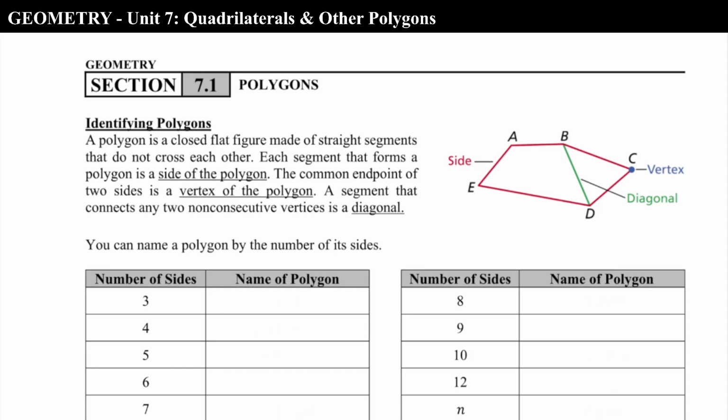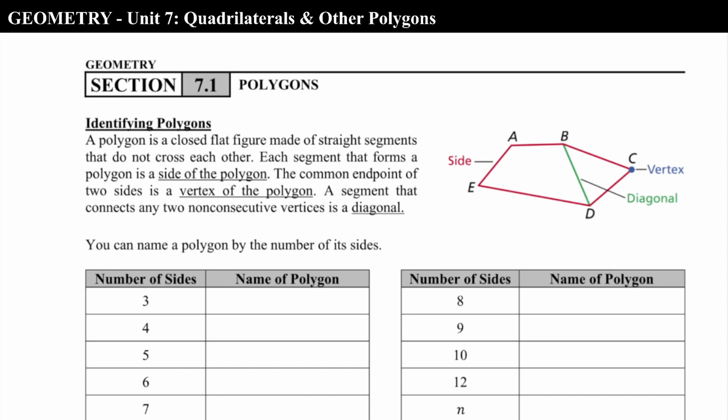A polygon can be identified by the number of sides it has, and these sides have to be straight, okay? That's what differentiates a polygon from something like a circle. You have to have multiple sides and they have to be straight sides. So a polygon, by definition, is a closed flat figure made of straight segments that do not cross each other. Each segment that forms a polygon is a side of the polygon.